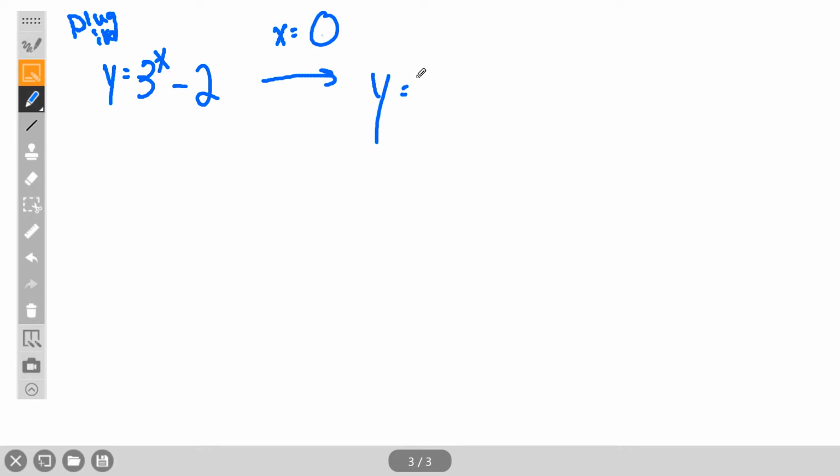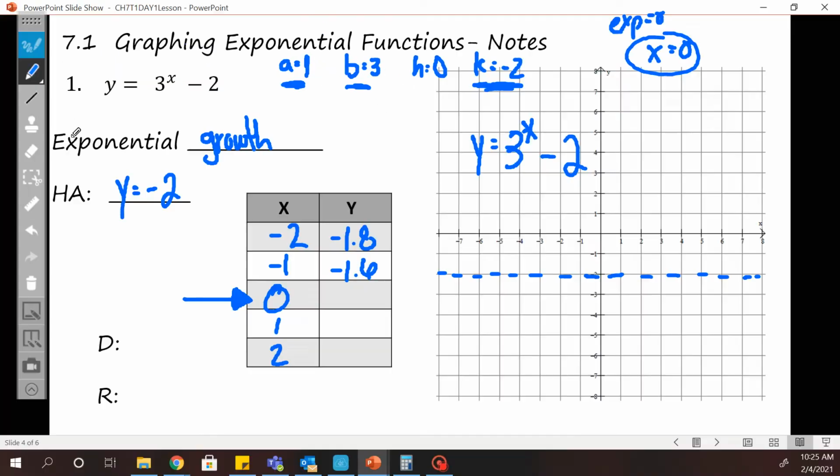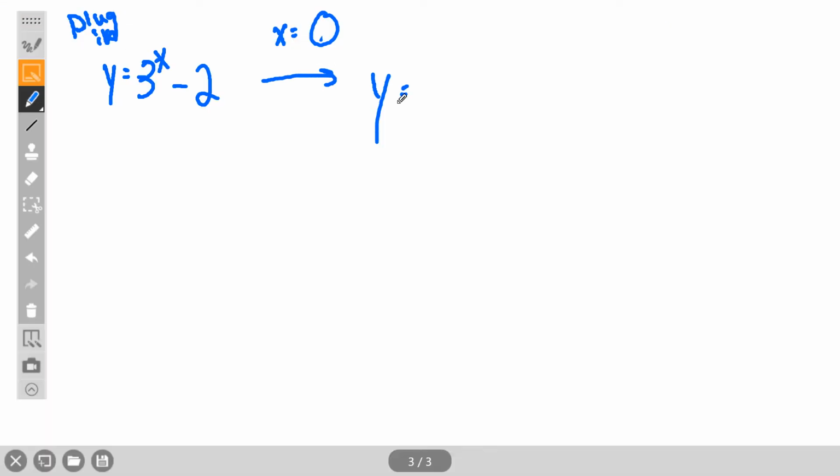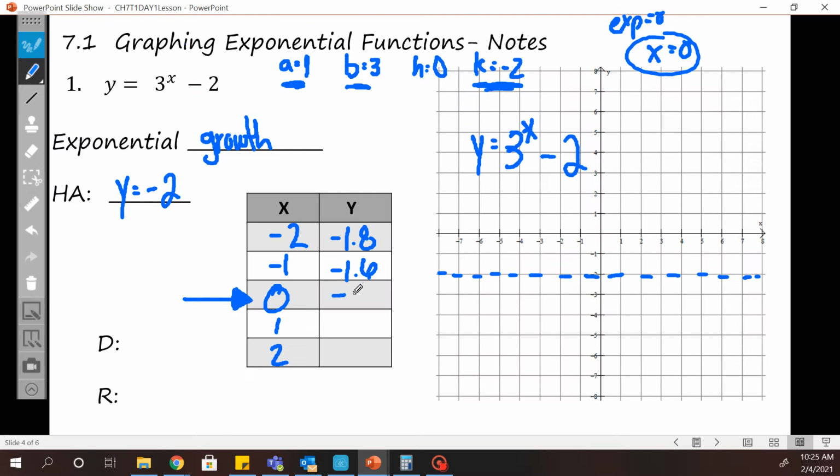So y equals, did I put it in the table? Yeah. Y equals 3 to the 0 minus 2. 3 to the 0, you could put that in a calculator, but it is going to be 1 because anything to the 0 power is 1. And 1 minus 2 is -1. So next in my table, I have 0, -1.